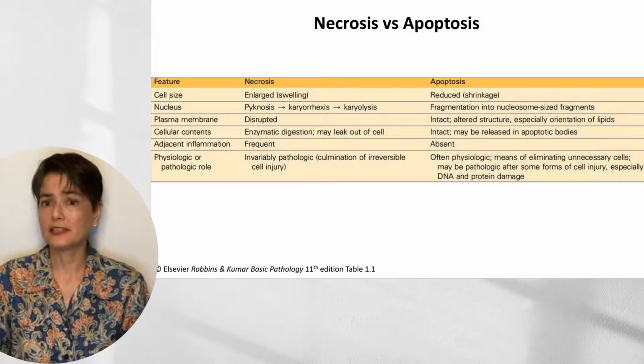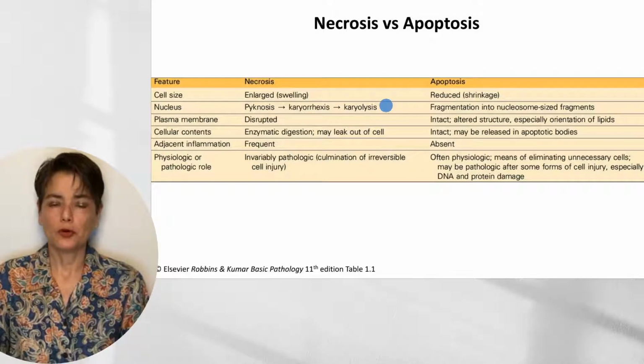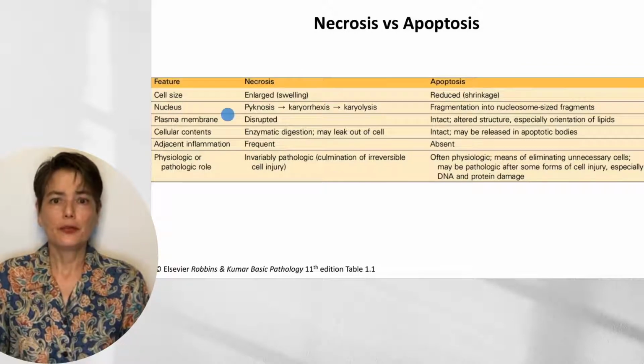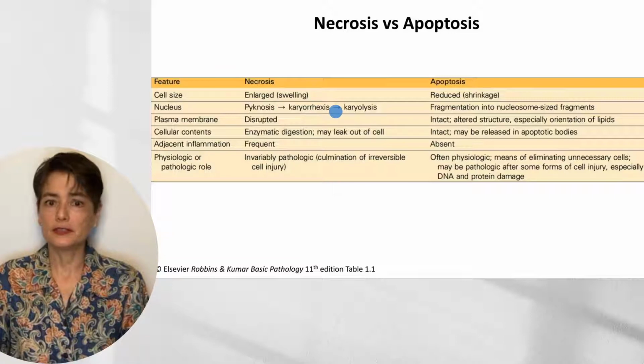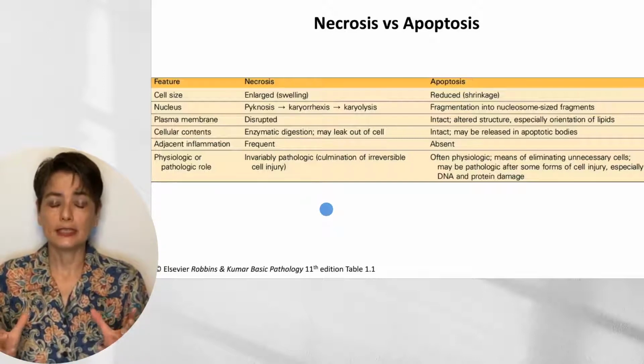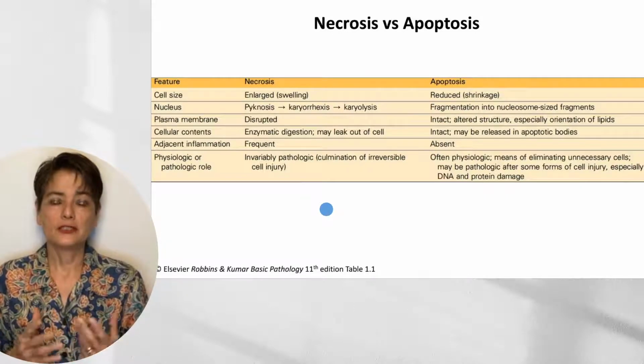So let's compare and contrast necrosis and apoptosis. Once more, you'll find this is more useful when you look at the apoptosis video. In necrosis, we're going to have the enlarged cells, which we saw, the pycnosis, karyorrhexis, and karyolysis, the plasma membrane blown apart and disrupted, enzymatic digestion of the cellular contents that can leak out, causing an inflammatory response. And necrosis is invariably pathologic. You never get necrosis as part of a normal physiologic response. So it's typically, as I mentioned, the culmination of irreversible cell injury.